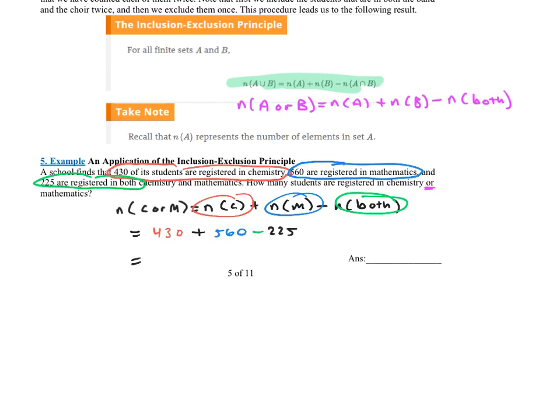So in our calculator, please do 430 plus 560 minus 225. Let me know what you get. Please double check my math. I'm getting 765 total students who are taking chemistry or mathematics.